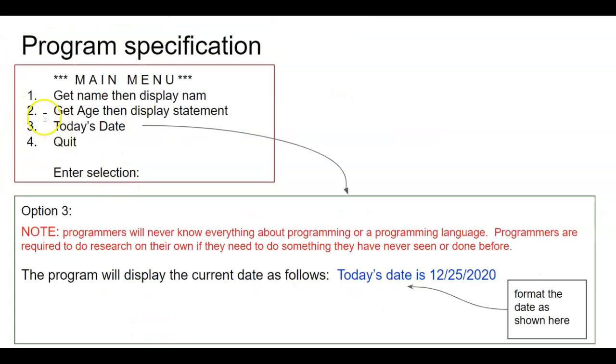So now what happens when they press 3? When they press 3, you're going to display a statement. Today's date is, and then it's going to be formatted as follows: month, day, full year. So the question is, how do you do this?